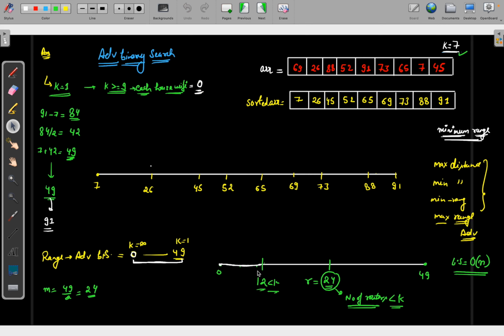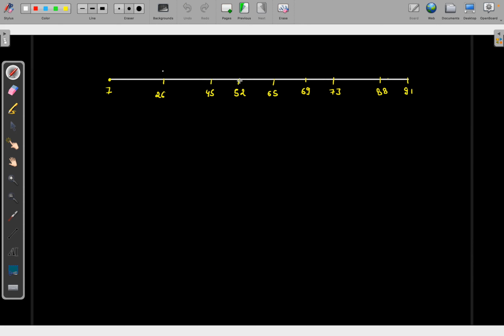As I have said, the answer will lie between 0 and 49. Instead of 49, I can take 91 as well, because when I am applying binary search, the time complexity will be log n. So 49 and 91 doesn't matter because it's nearly equal. So I can take the last position of houses and 0 for my range. Let's do it like this. I will create a quick table of it.